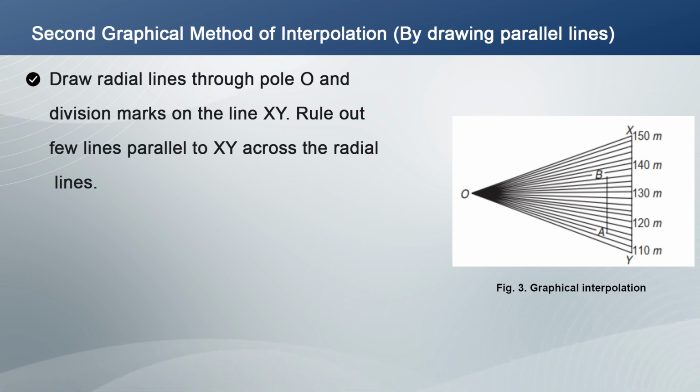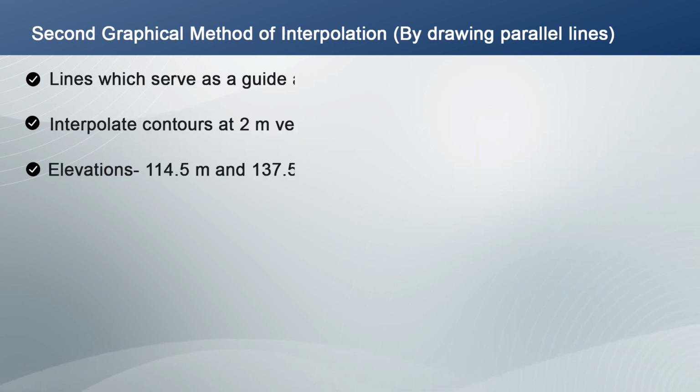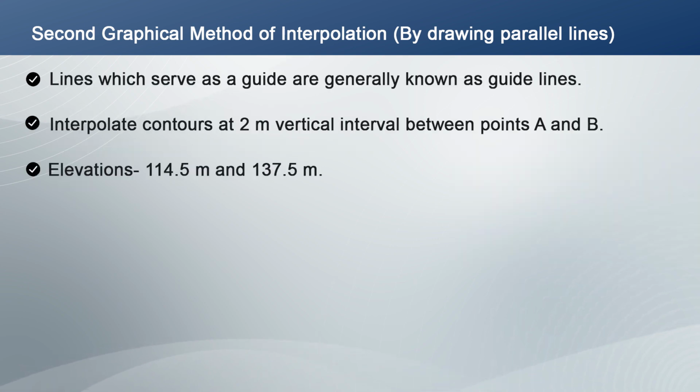Rule out a few lines parallel to XY across the radial lines. Such lines which serve as a guide are generally known as guide lines. It can be easily verified that these lines are equally divided by the radial lines. The first radial line and every fifth line thereafter are drawn a little heavier or bolder to facilitate quick reading of the diagram.